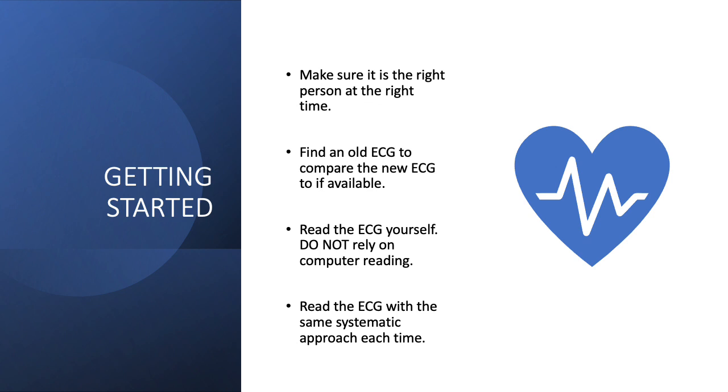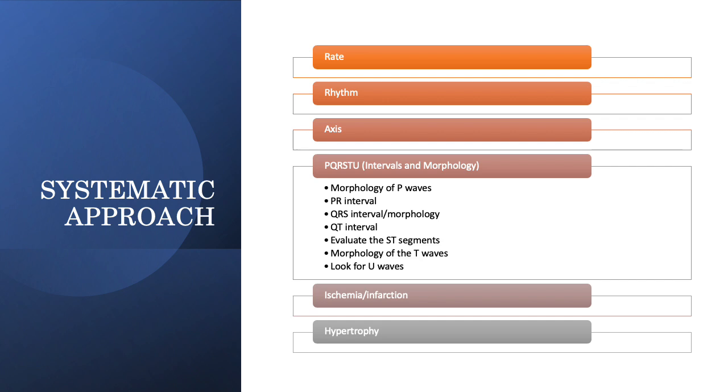And you want to make sure that you're reading an ECG with the same systematic approach every single time, because if you're not using a systematic approach, you're going to miss something, especially as you're just learning how to read ECGs. And you may miss something big if you're just kind of glancing over it and not using a systematic method. So what is the systematic approach that we utilize? It's pretty much the same, any resource that you're looking at.